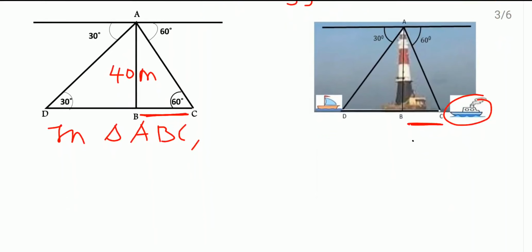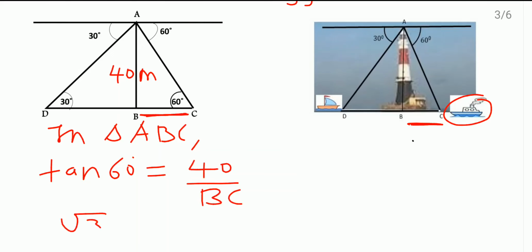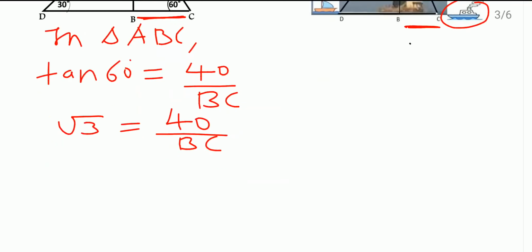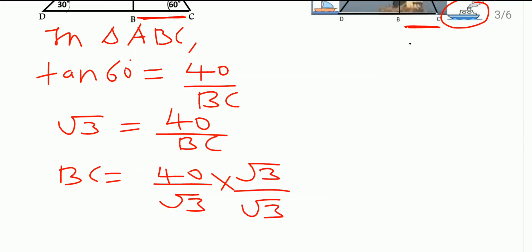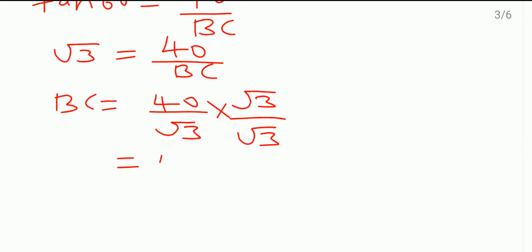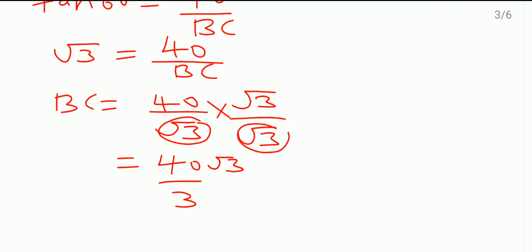Tan 60 degree is equal to opposite side, that is 40 meter, divided by BC, the adjacent side. Tan 60 is root 3. So root 3 equals 40 by BC, so BC equals 40 by root 3. We'll rationalize the denominator, multiplying by root 3 by root 3, which comes as 40 root 3 by 3 meter, because root 3 and root 3 become 3. So this is the distance of the ship from the lighthouse.